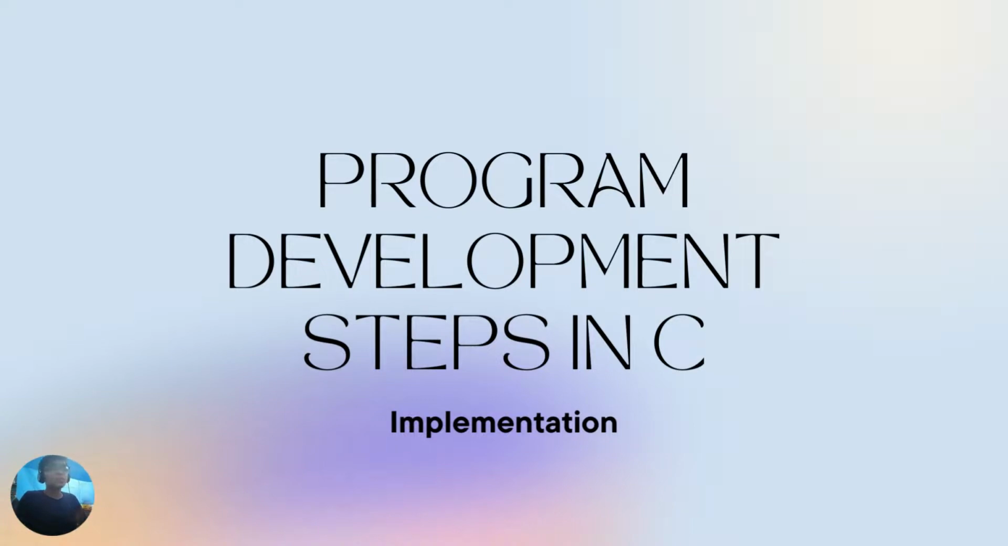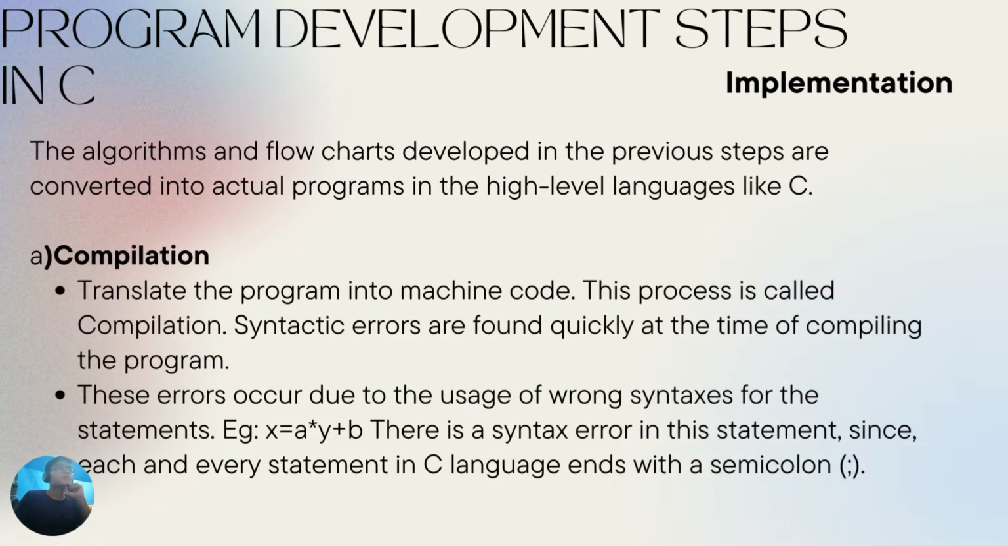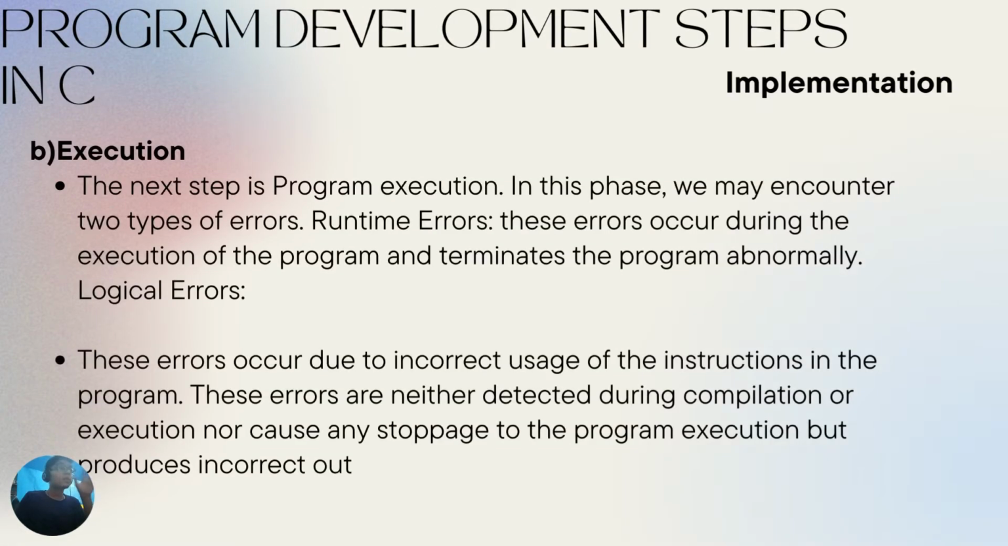Next, implementation. Now this is very important. The algorithms and flowcharts developed in the previous steps are converted into actual programs in higher level languages like C. So the first step in implementation is compilation. Translating the programs into machine code is called compilation. Syntactic errors are found quickly at the time of compiling the program. These errors occur due to the usage of wrong syntax. For example, in the statement x = a * y + b, there is a syntax error since each and every statement in C language ends with a semicolon. So syntax is very important.